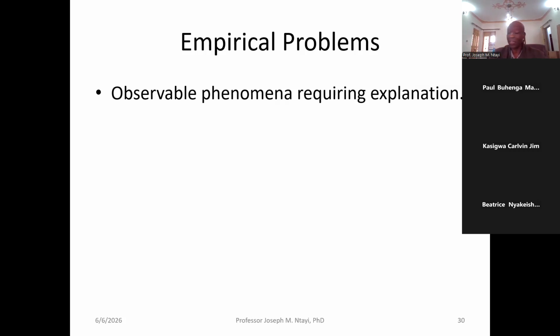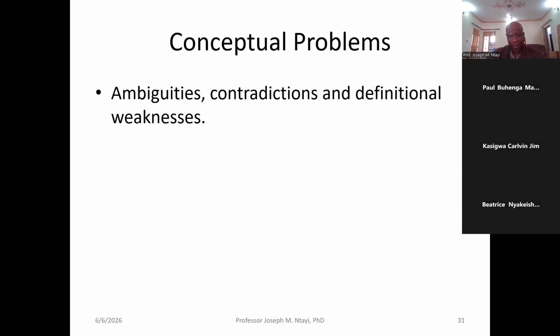Why do some public reforms, for example, fail despite strong legal or regulatory frameworks? Like even in procurement, there are issues we're discussing. How come procurement is going wrong, even when we have very strong regulatory frameworks? So the empirical problems must be brought up.